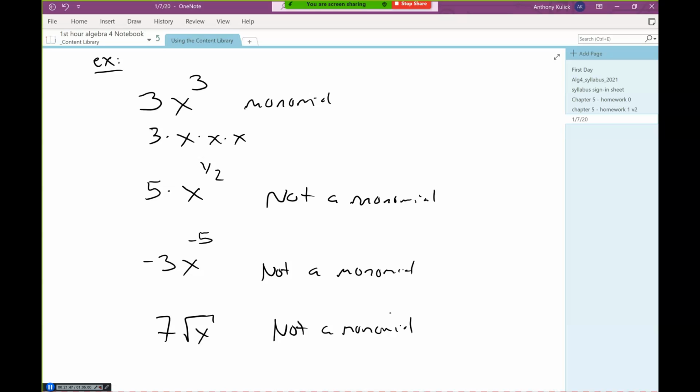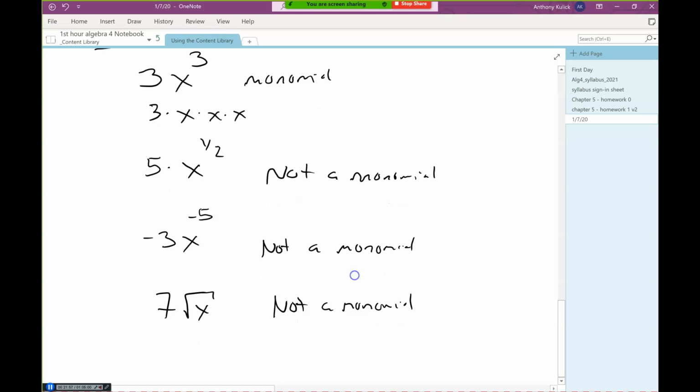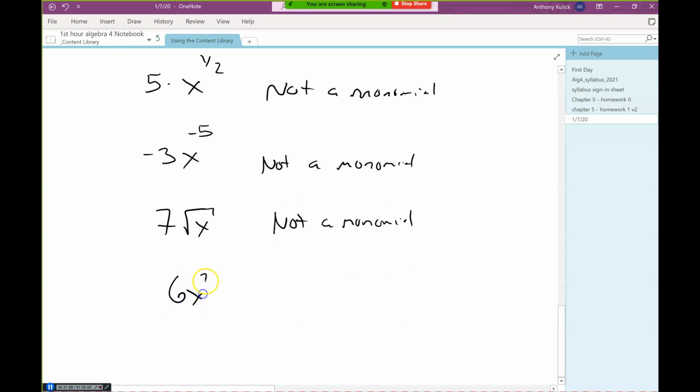So at the end of the day, a monomial has to be a real number and then a variable or variables, but the exponents on the variables must be positive whole numbers, right? So something like this, even though you have more than one variable, that's okay. They're all being multiplied, and all their exponents are positive whole numbers. So this is a monomial.